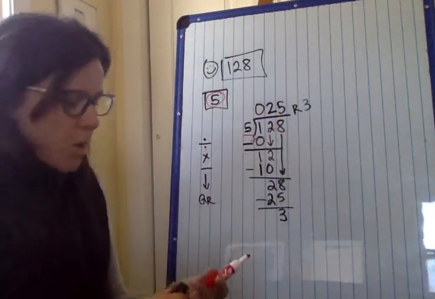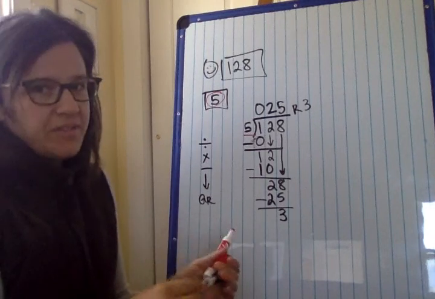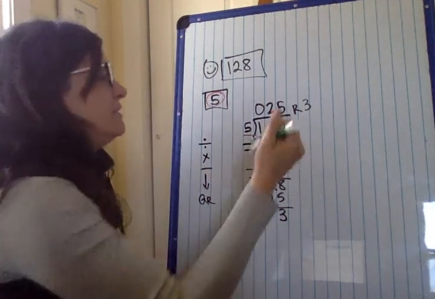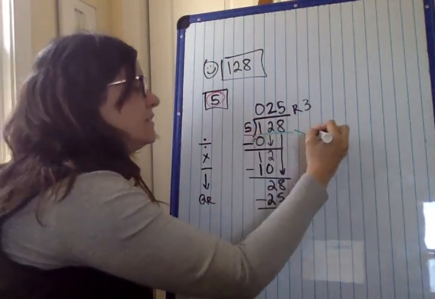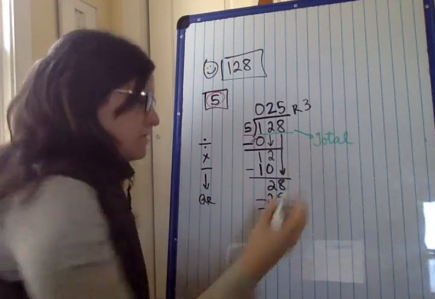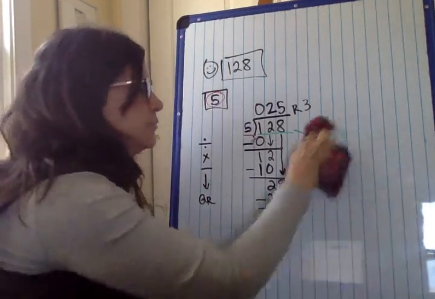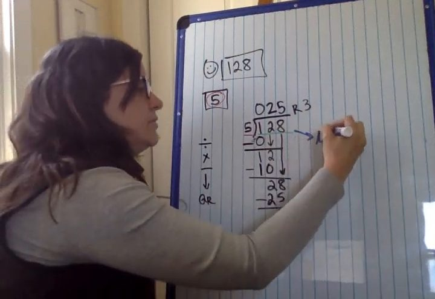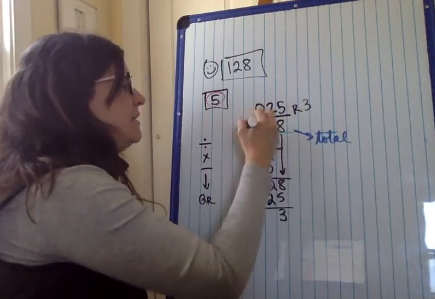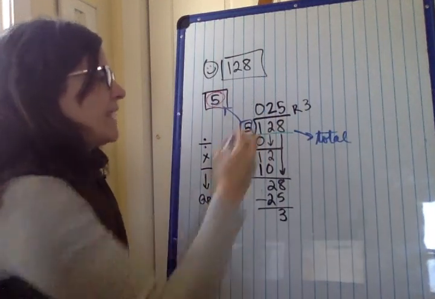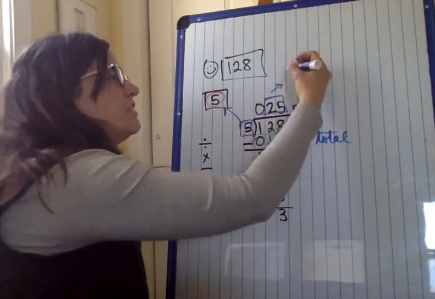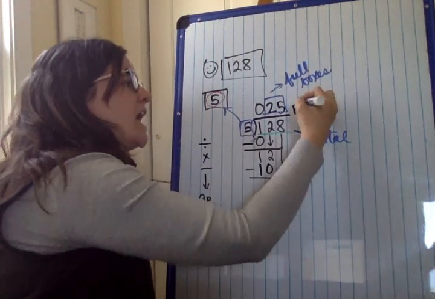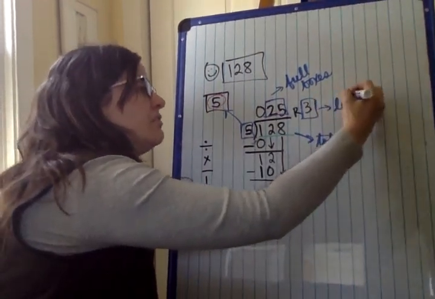But again, let's think about what these numbers mean. What are they representing in the real world? In the real world, these are all of her DVDs. This is her total. This is how many DVDs go in one box. So this would be how many boxes she can fill. And this would be how many DVDs are left over.